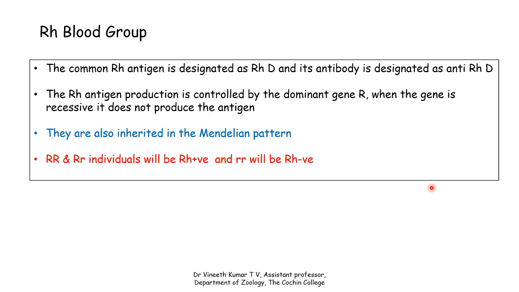The Rh antigen production is controlled by the dominant gene capital R. When the gene is recessive, it does not produce the antigen. That means the person is Rh negative. This is also inherited in the normal Mendelian pattern, where the homozygous and the heterozygous individual, as you see here, capital R capital R and capital R small r, will have the Rh antigens and are Rh positive, and the homozygous recessive are Rh negative.